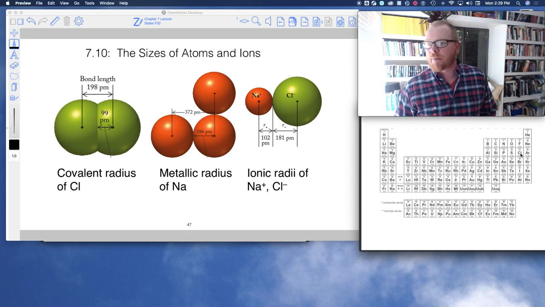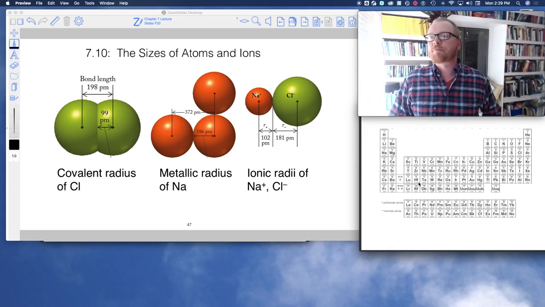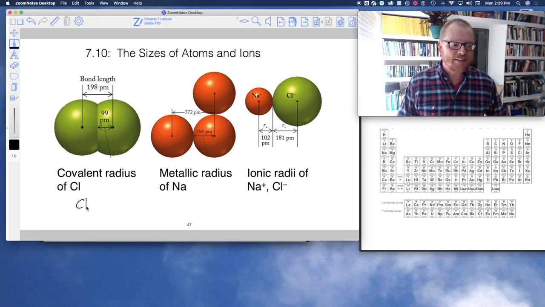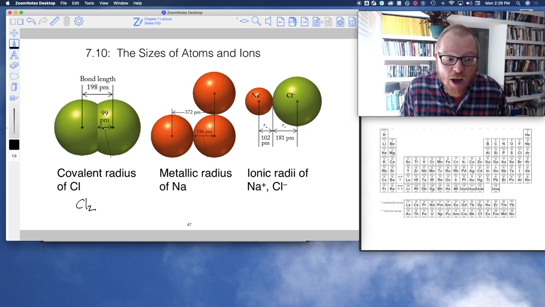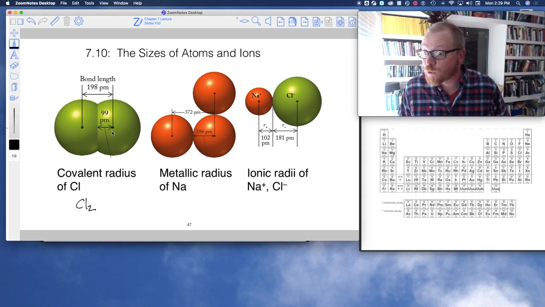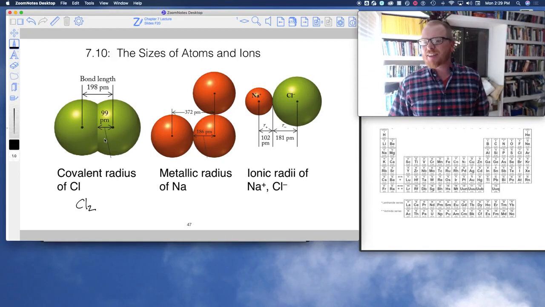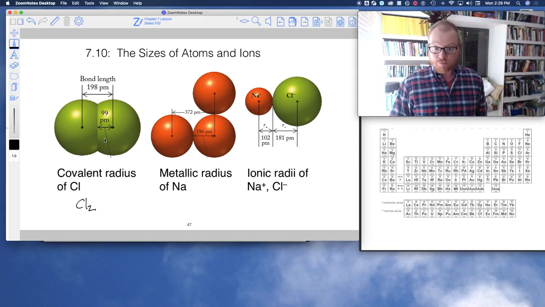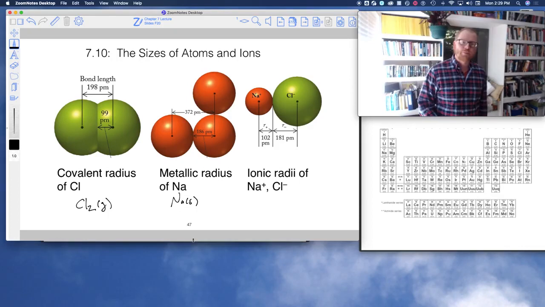Similarly, if I was talking about the atomic radii of chlorine, because chlorine exists naturally as a diatom, when we're talking about the size of a chlorine atom, we're really talking about its covalent radius. And we could talk about that in terms of a diameter as well. But we have to think about what state things are in on the table. So chlorine exists as a gas, Cl2. Sodium on the table exists as a metal.